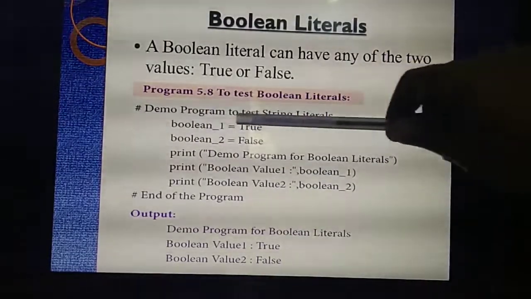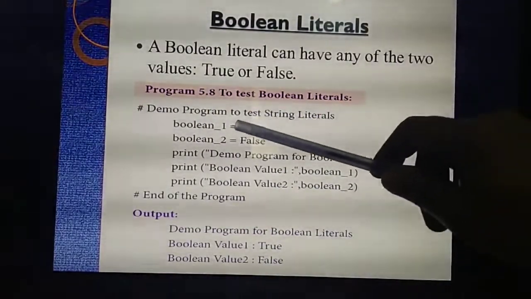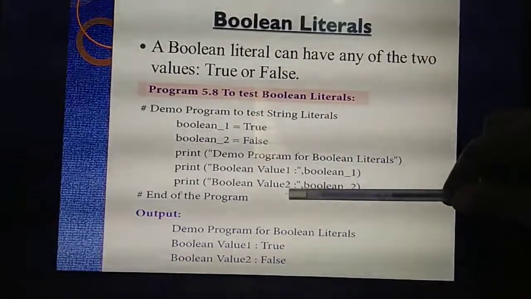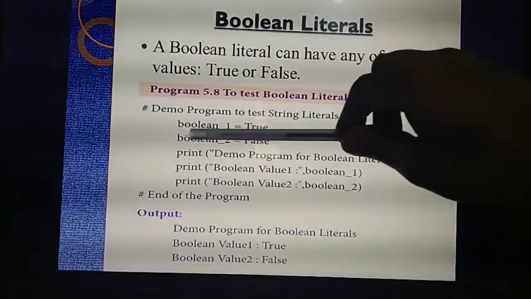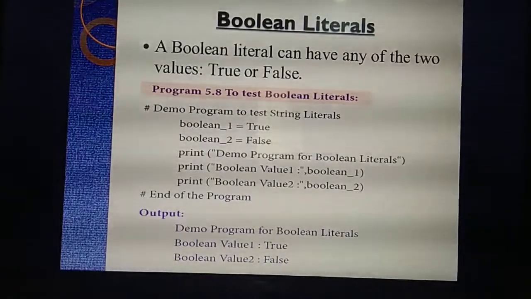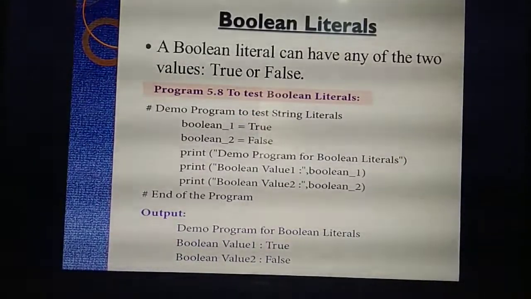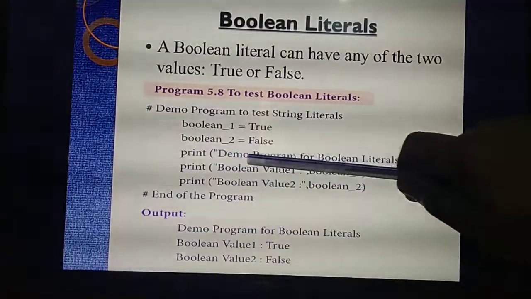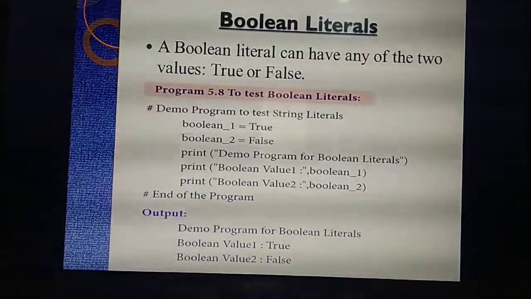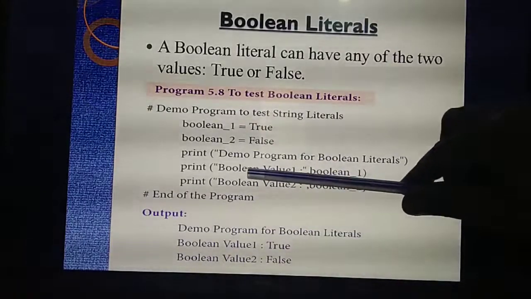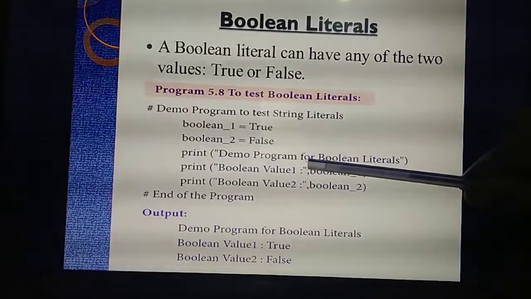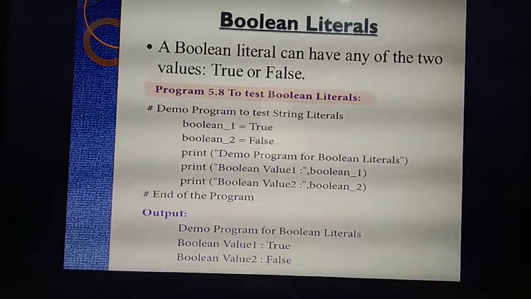So I am declaring the first value in Boolean 1. So which variable do I need to call? Boolean 1. Second value I need to print. Boolean value 2. So which variable do I need to call? Boolean 2. Understand now? So now you are running the program. What's the first line you will get as output? This prints Demo program for Boolean literals. Understand? Second one. What's the second line you will get? Boolean value 1. I am calling the variable Boolean 1. So what's the answer? True.